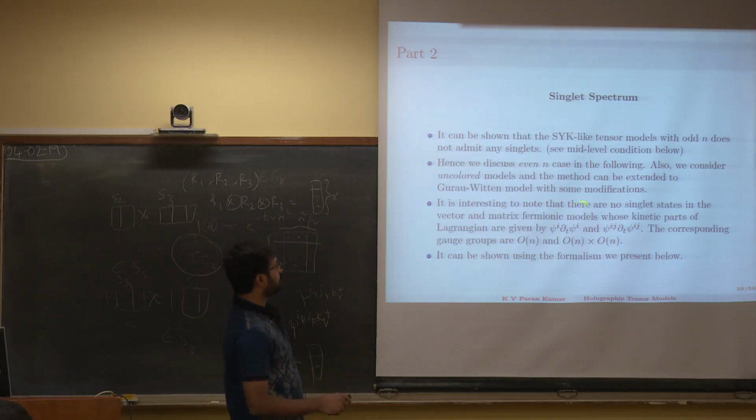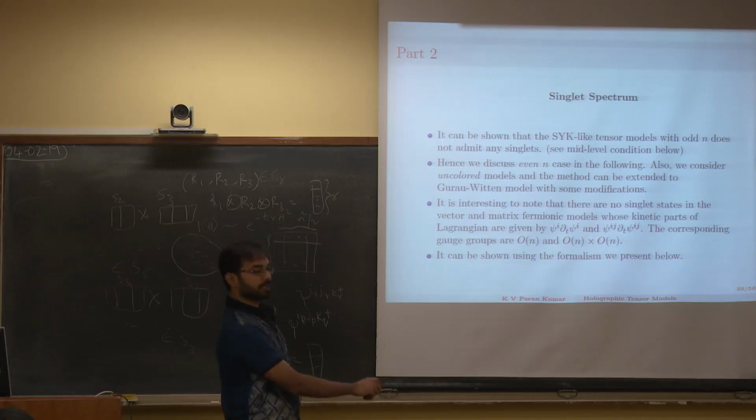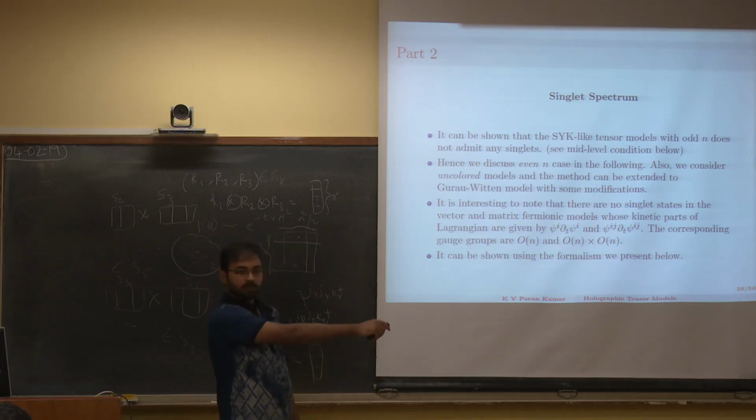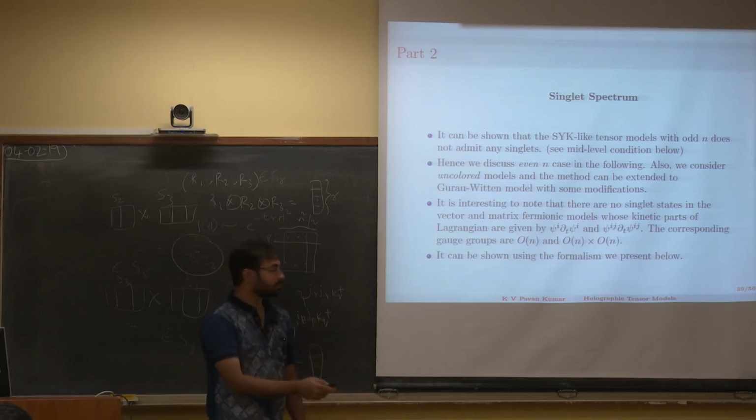Also, one more thing we can show using the formulas I am going to discuss is that this model and this model under the gauge of On and On times On do not admit any singlets. I'm not going to talk much about this. We can discuss it later if you want.